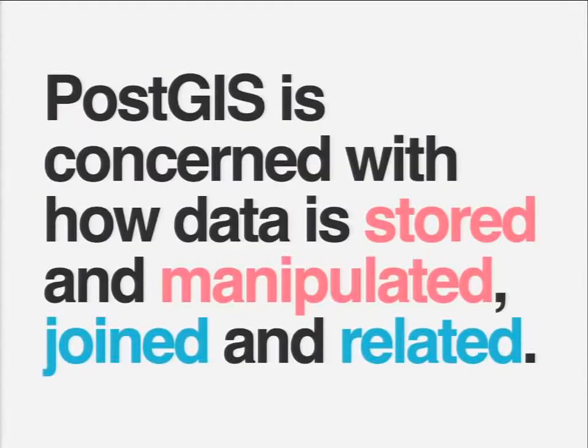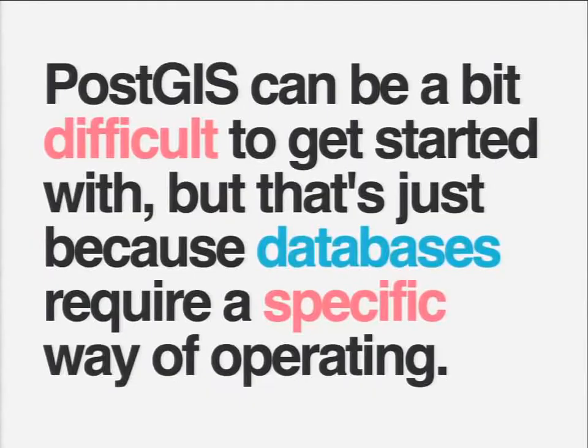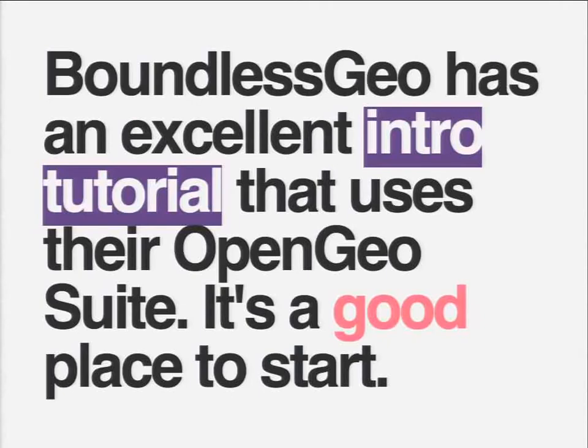PostGIS is concerned with how data is stored and manipulated, joined and related. It's often the heavy lifter behind spatial web applications that take and output lots of data and convert lots of data. If you can't just convert to GeoJSON, because as we all know, GeoJSON is the real big data. So it can get really big and unwieldy, and PostGIS is a really good way to keep it organized. Like I said, it can be a bit difficult to get started with, but that's just because databases generally require a specific way of operating and a specific way of communicating. If you come from a database background, you're familiar with SQL queries, and you can use SQL queries with PostGIS as well. And Boundless Geo has an awesome tutorial that uses their OpenGeo Suite as an introduction to PostGIS, and that's a really good place to start if you want to start getting familiar with it.